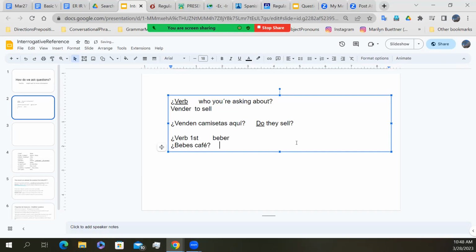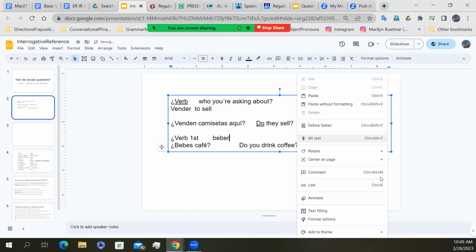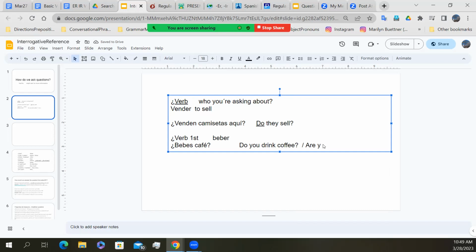Are you drinking coffee? Or maybe you don't know what somebody customarily drinks. You're going to order stuff for them. You want to know, do you drink coffee or do you drink tea? Or do you not have that at all, right? If you're ordering, maybe you want to know if somebody actually drinks that substance or what they are drinking. Are you drinking coffee?